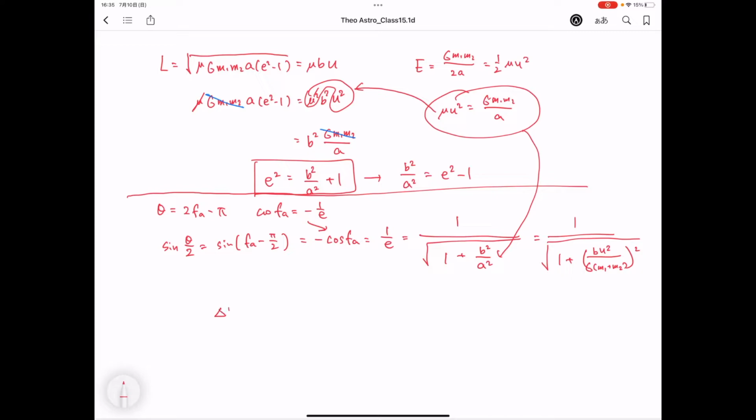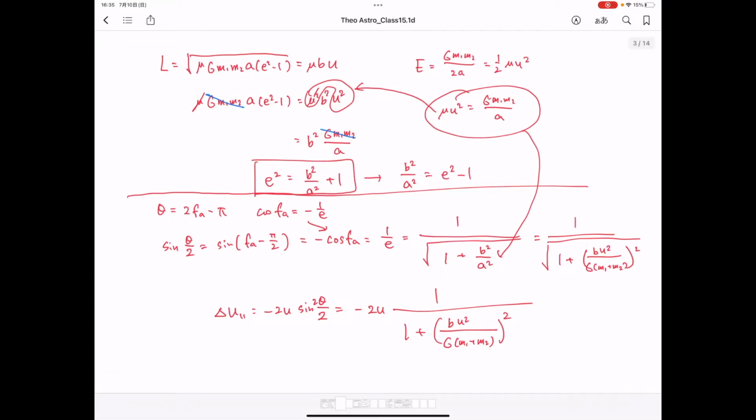So the change of the parallel component is expressed as minus 2u sine squared theta over 2. So it becomes minus 2u times 1 over 1 plus b u squared over G times m sub 1 plus m sub 2, squared. This is the change of the parallel component of u.